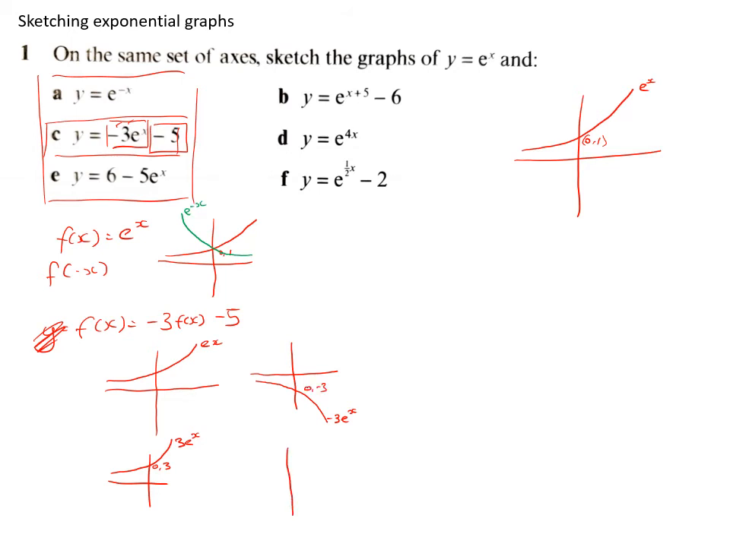And finally, I could do the last part of the graph transformation, which is drop it by 5. So minus 3 e to the power of x minus 5. And if the one before crossed at 0, minus 3, if you drop it by 5 spaces, then it's going to cross here at 0, minus 8.